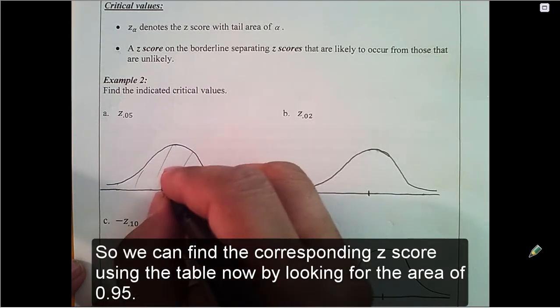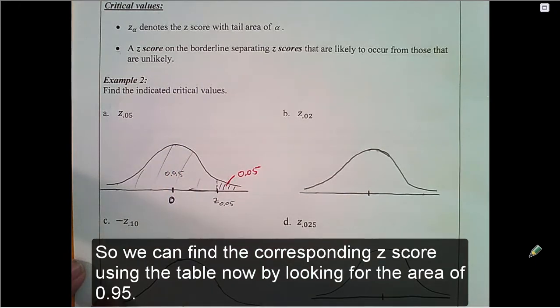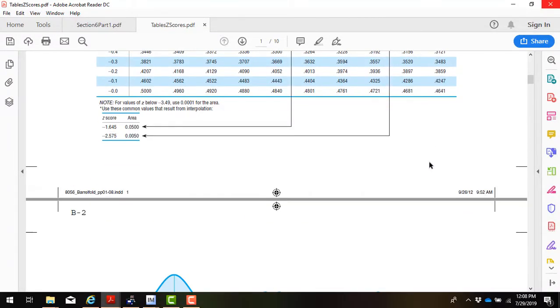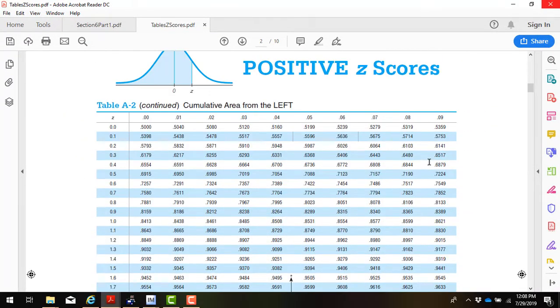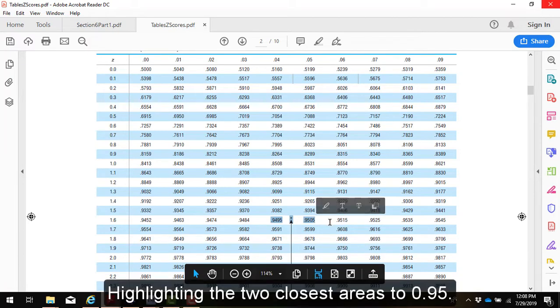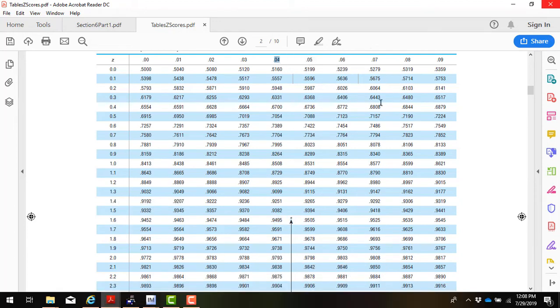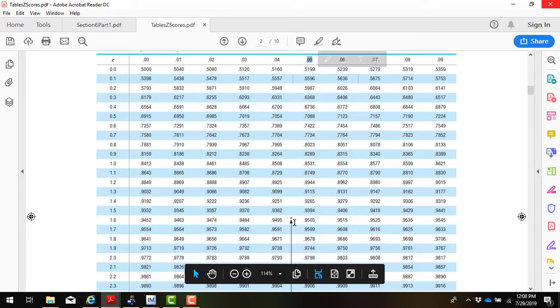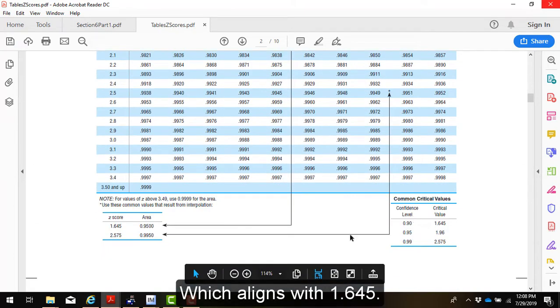So we can find the corresponding z-score using the table now by looking for the area of 0.95. Highlighting the two closest areas to 0.95, which aligns with 1.645.